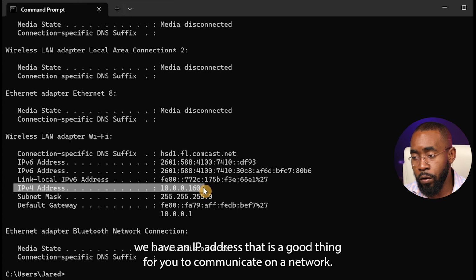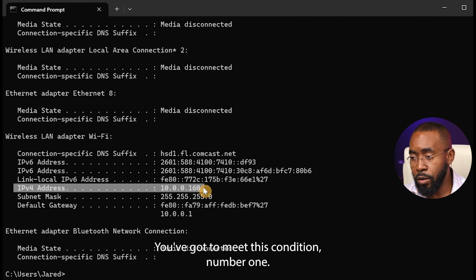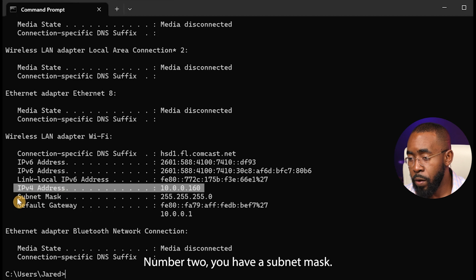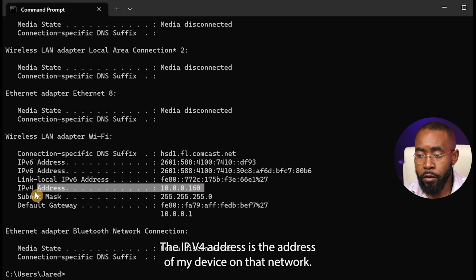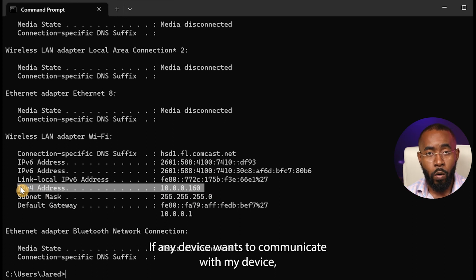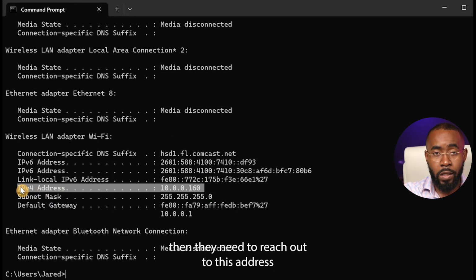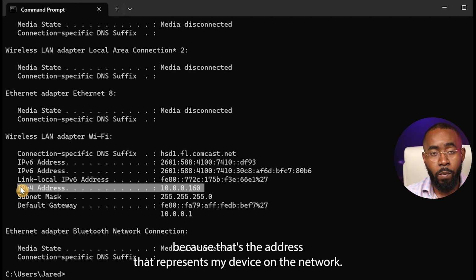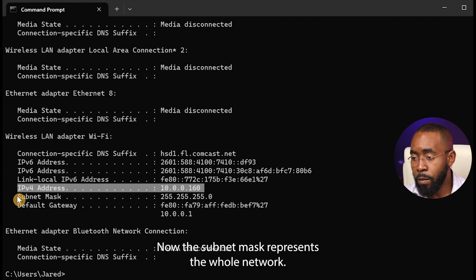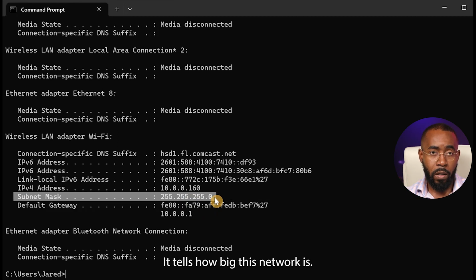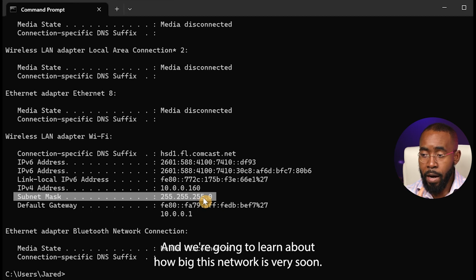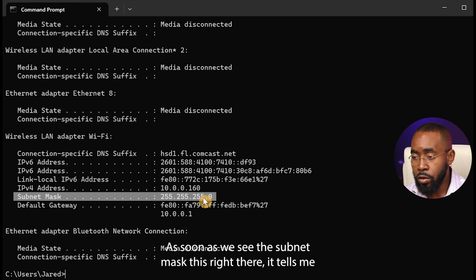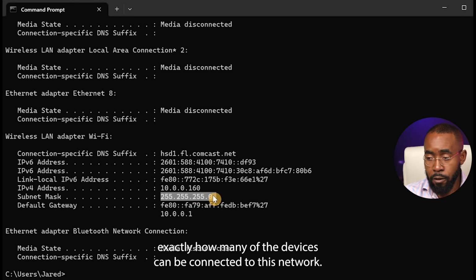That is a good thing for you to communicate on the network. You've got to meet this condition, number one. Number two, you have a subnet mask. The IPv4 address is the address of my device on that network. If any device wants to communicate with my device, then they need to reach out to this address, because that's the address that represents my device on the network. Now, the subnet mask represents the whole network. It tells how big this network is. And we're going to learn about how big this network is very soon as we see the subnet mask. This tells me exactly how many other devices can be connected to this network.